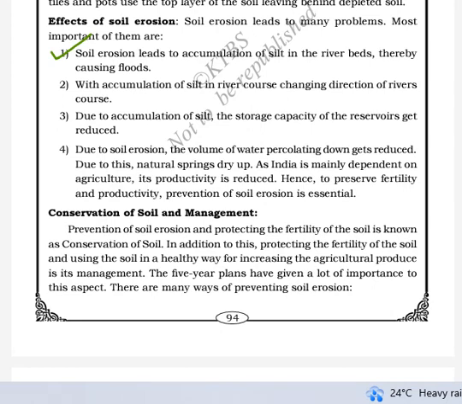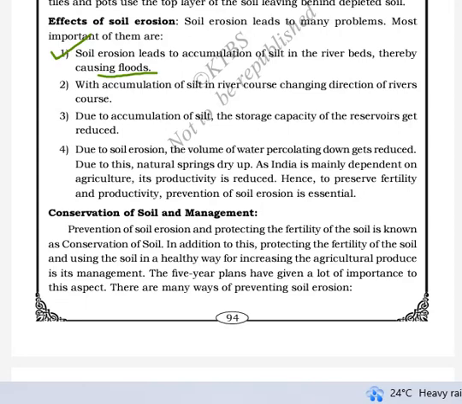So what will happen if the rainwater carries away the top layer of the soil? They will accumulate some of the particles in the riverbeds, which will lead to floods. And if a flood occurs, there will be loss of life and property. So the main effect of soil erosion is that it leads to floods.